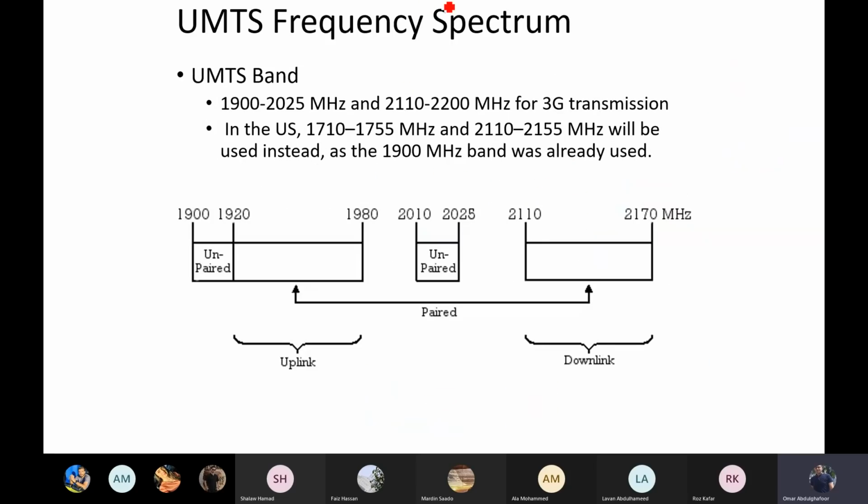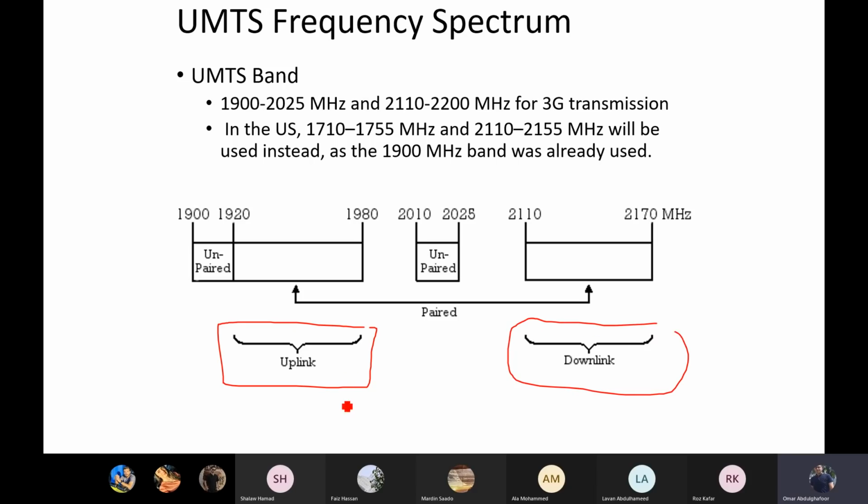Right. So in terms of the UMTS frequency spectrum, for example, this is unpaired, this is paired. You can see this one is for uplink and this one is for downlink. So if you use this one, that means you are in uplink. If you use this one, you are in downlink.